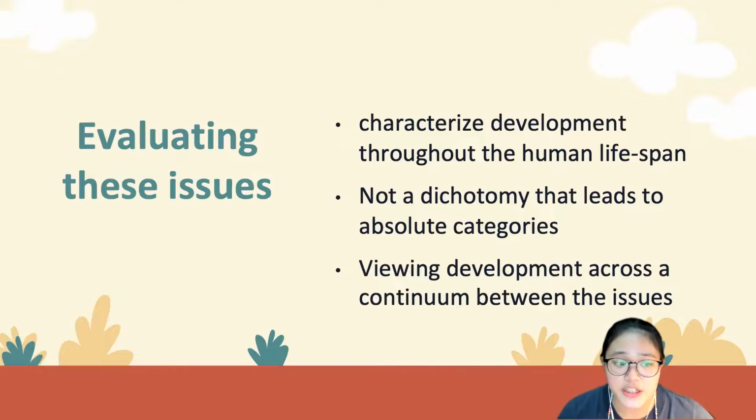Moving forward to evaluating these issues, we think that there is a dichotomy. However, these can actually propose a way to characterize development throughout the lifespan. These issues might pose a dichotomy at face value, but in actuality, they have to be viewed in terms of their relationship with each other and how strongly development is influenced by each of these factors. So a good way to see these issues is by characterizing development on a continuum between these two things. We might think they are absolute, but we should not see them as a dichotomy to find absolute categories in, but rather as a continuum.